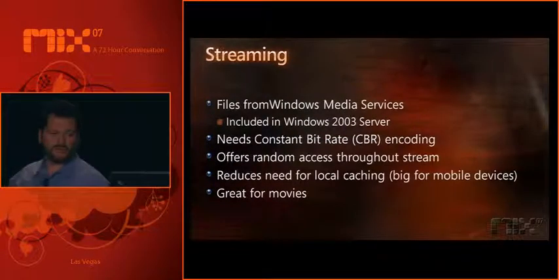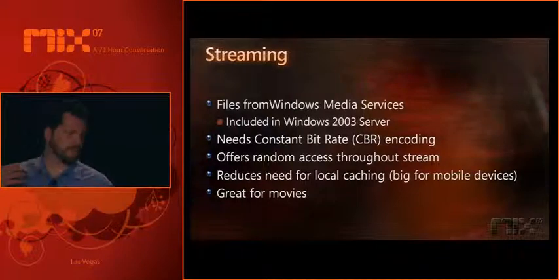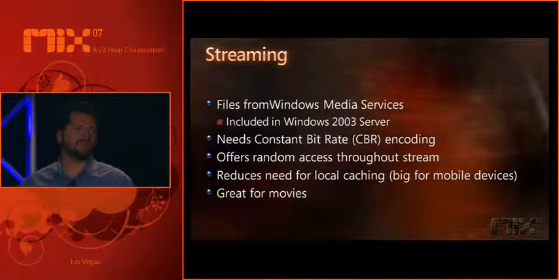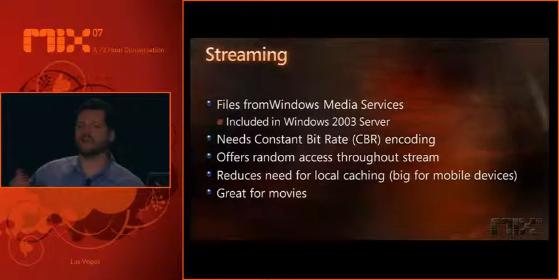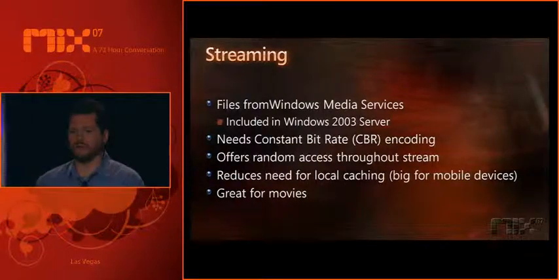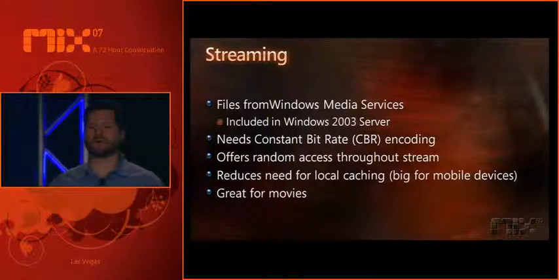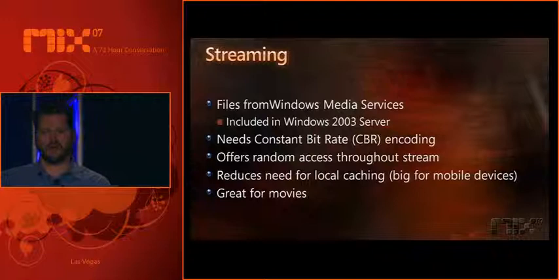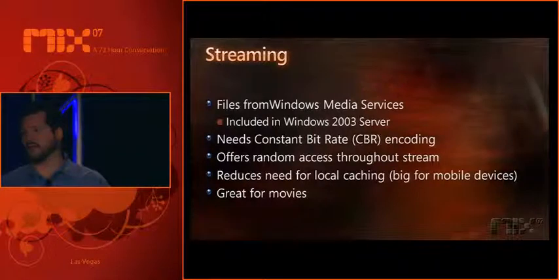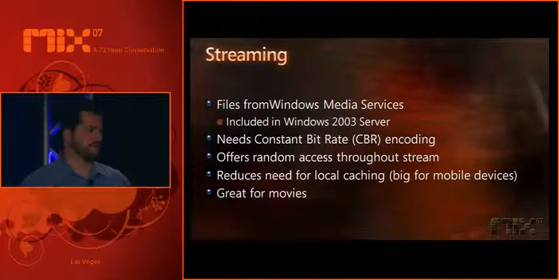Streaming comes out of Windows Media Services. You need to do constant bitrate encoding for streaming. The biggest advantage of streaming is it gives you random access throughout the stream. So if you have a 2-hour movie and you've already watched part of it, you can say, I've already seen this part, I'm going to skip 90 minutes into this movie and pick up where I left off. You can do that kind of random access. You can't do that in progressive download. So that's the single biggest advantage.